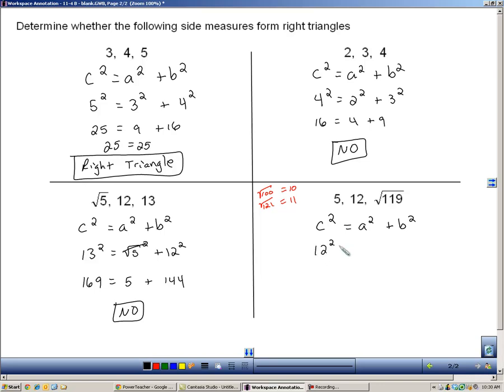So we'll plug that one in for the C, 5 for the A, and root 119 for the B. 12 squared is 144. 5 squared is 25, and this is 119. So does 144 equal 144? Yes, it does. So we would say yes, these three sides form a right triangle.